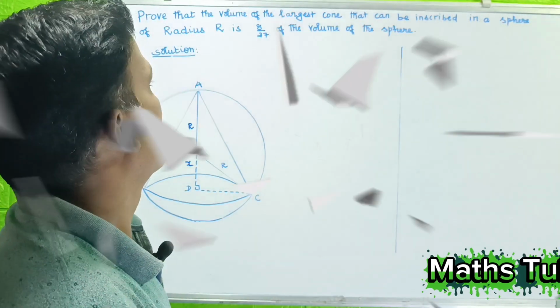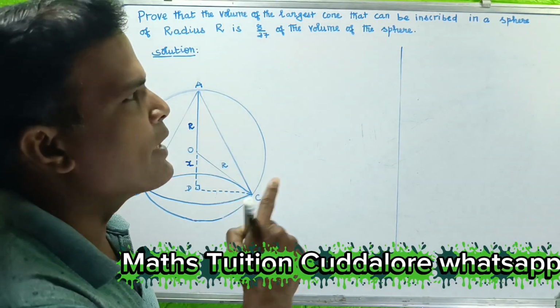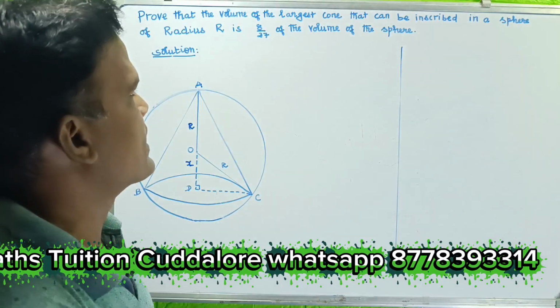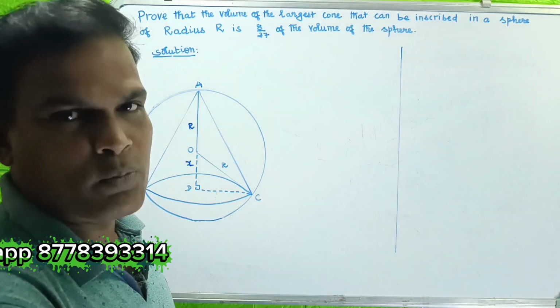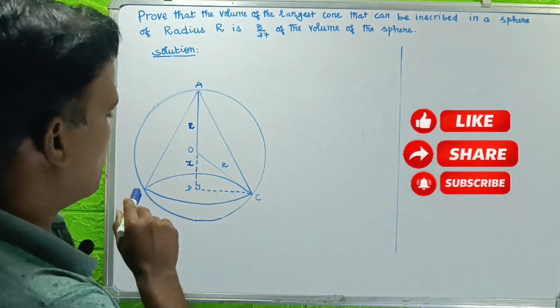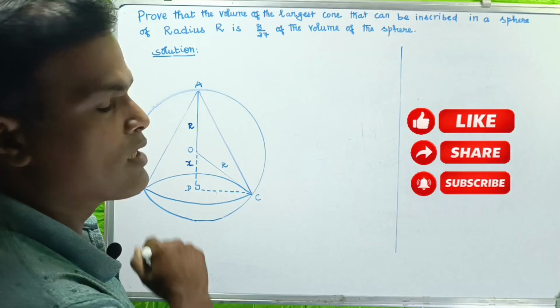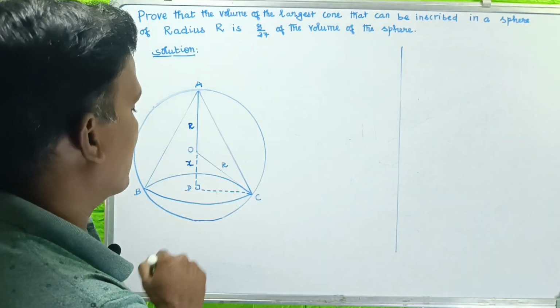See this question. Prove that the volume of the largest cone that can be inscribed in a sphere of radius R is 8 by 27 times the volume of the sphere. See the sphere. There is a cone which is inscribed inside the sphere. The radius of the sphere is given as R.